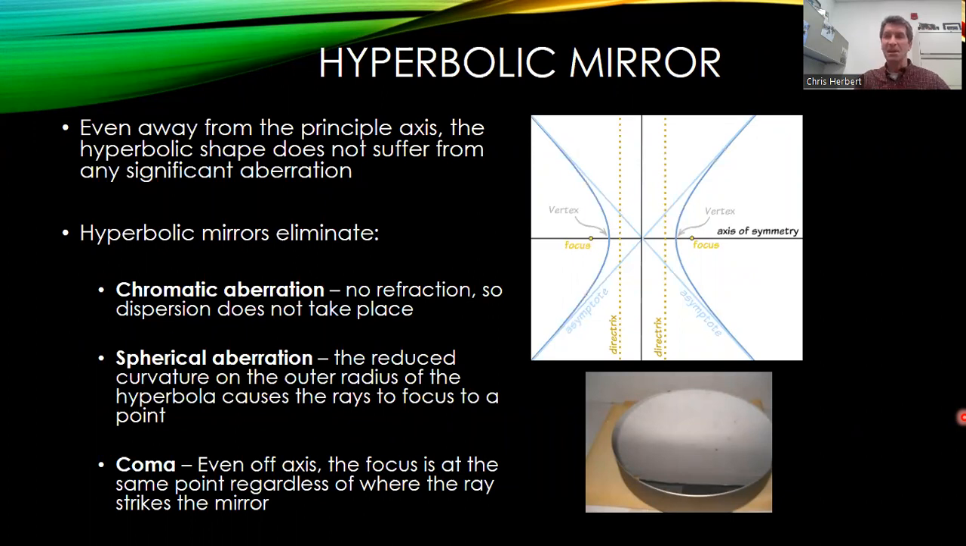Hyperbolic mirrors, we've got to be careful with how they are used. It's not really completely correct that a hyperbolic mirror would be superior to a parabolic mirror in all cases. A hyperbolic mirror is good for focusing a point source to another point source. So sometimes they are used in combination with other mirrors and help eliminate some of the aberrations that you might experience.